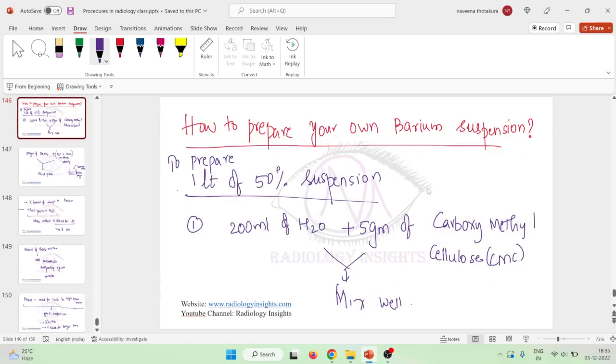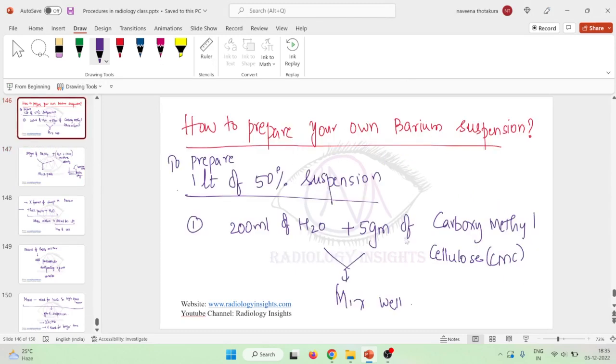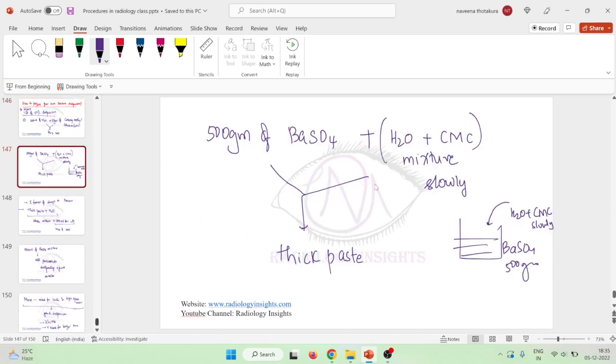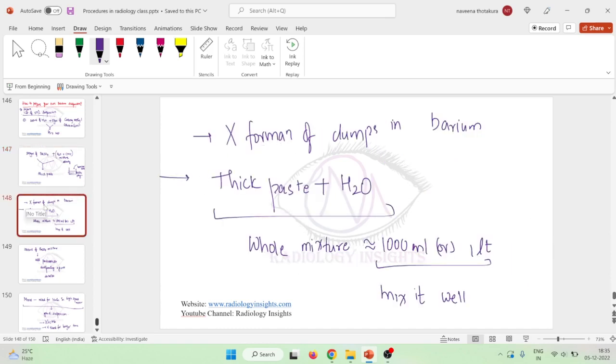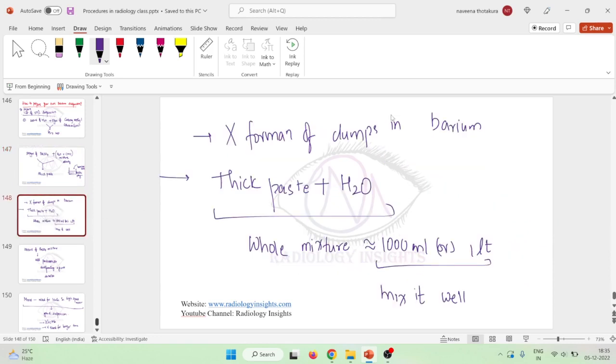So in preparation of barium suspension by ourselves, first to 200 ml of water, we add 5 grams of carboxymethyl cellulose and mix it well. Then you take 500 grams of barium sulfate. Both are mixed in such a way that it forms a thick paste. One thing you should keep in mind while forming this thick paste is that clumps are not formed.